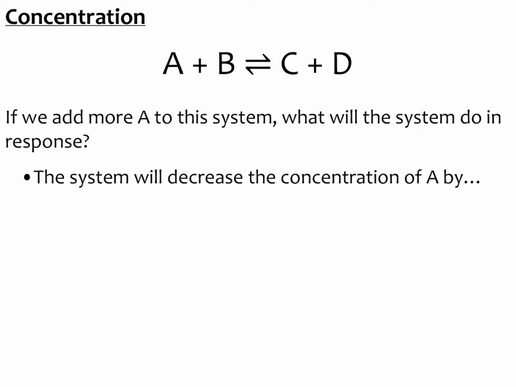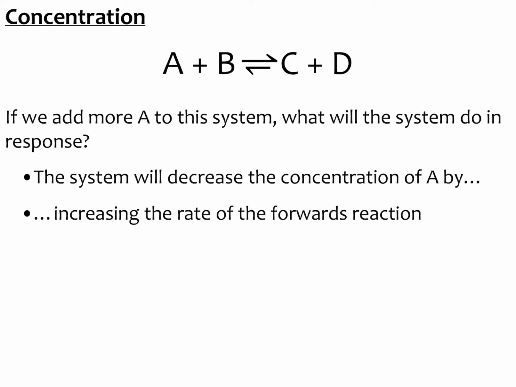Well, the system will try to decrease the concentration of A. That's the first thing to think. Le Chatelier's principle tells us that if we impose a change, the reaction will oppose that change. So by us adding A, the system will try to decrease it. So how will it do that?